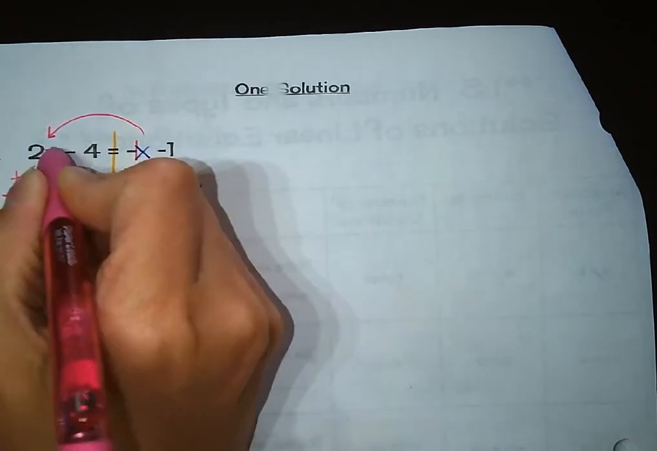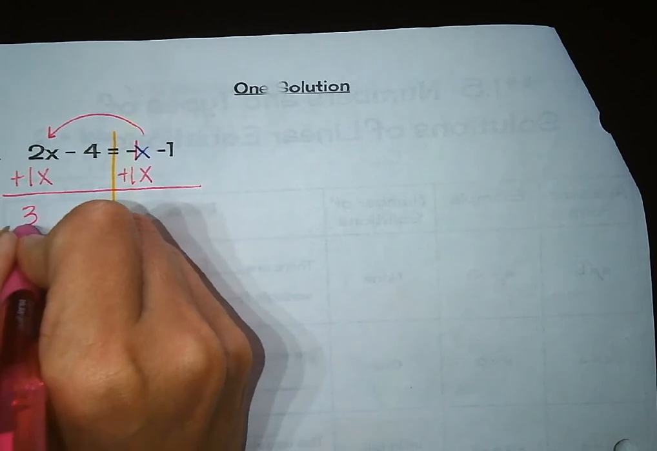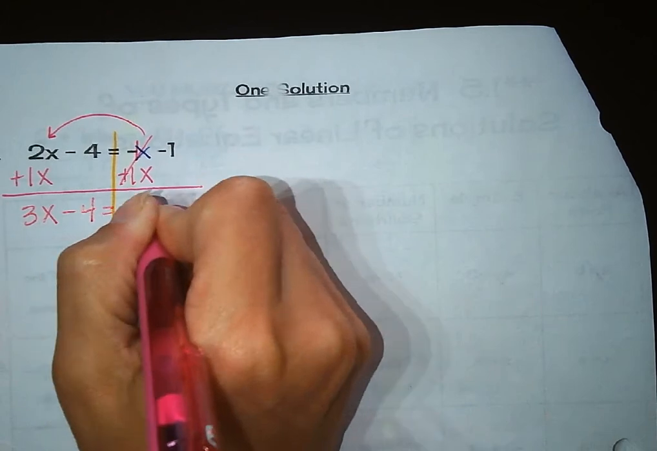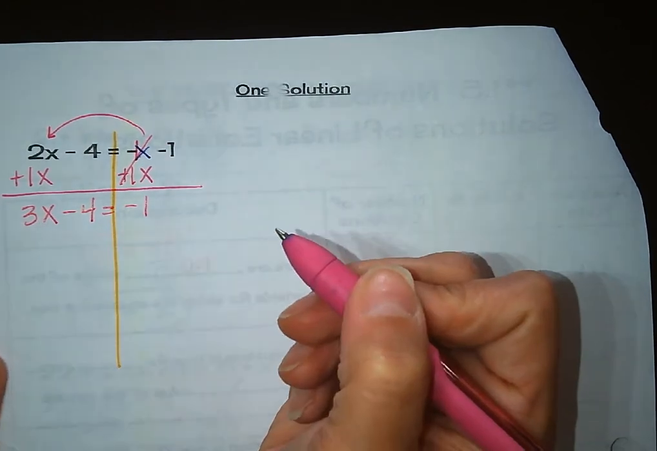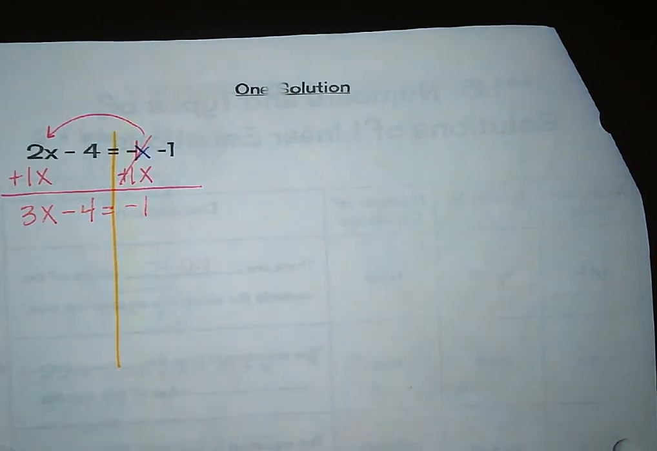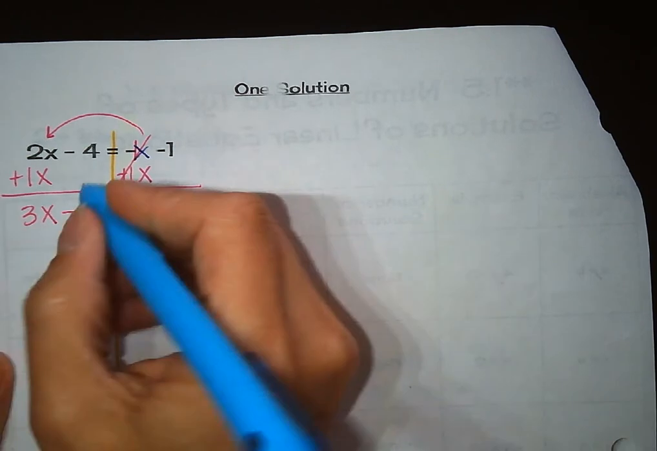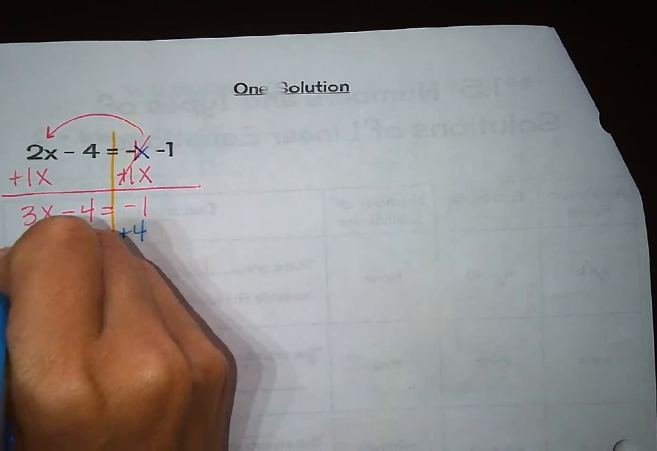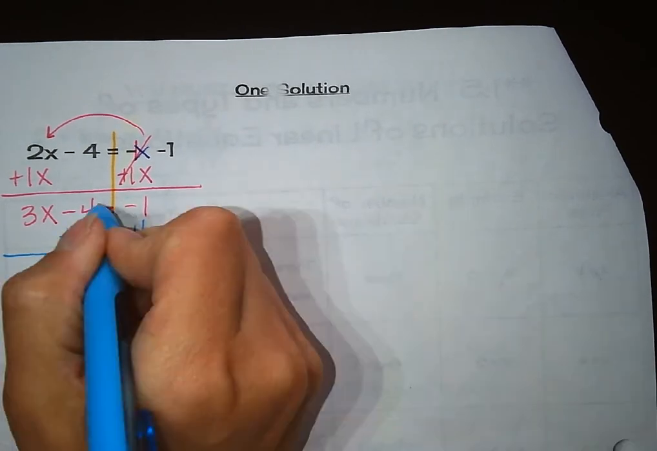So 2x plus 1x is 3x, minus 4 is equal to -1. Well, now I'm back to asking myself what's happening to that variable of x. I see that I'm multiplying by 3 and I'm subtracting 4. So I need to get rid of my 4 first by adding 4 to both sides because of the reverse order of operations. So my 4's cancel out.